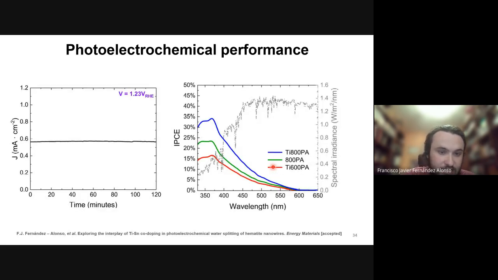We also check the stability for 2 hours, and we observe how the photocurrent is more or less stable for 2 hours, and measure IPC, and we see how the sample that contains titanium and the high temperature annealing presents the greater value of IPC.